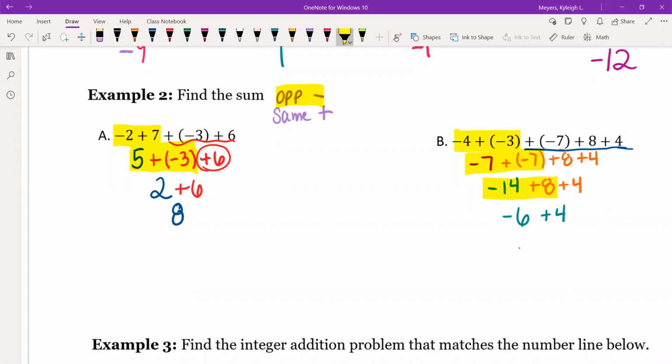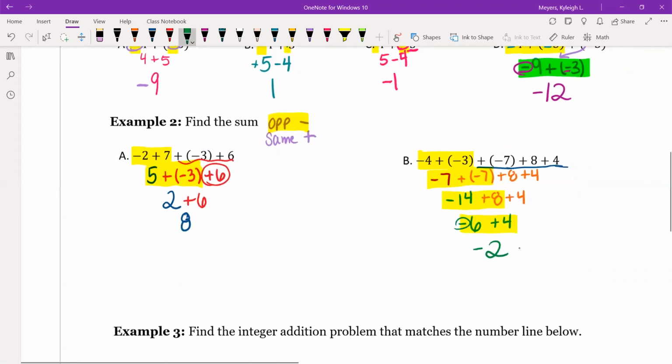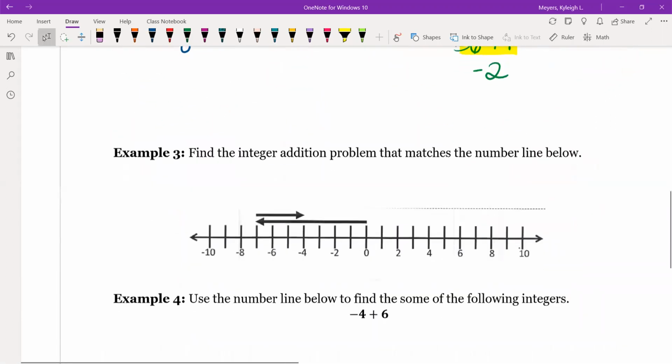And now we have our last two numbers, -6 plus 4. Again, opposite signs, subtract. 6 minus 4 is 2. The bigger number is 6, and that's negative, so it's a -2. Okay, so hopefully you wrote all the steps that I did. If you have questions about where I got that number, please make sure you're asking, okay? Let's look at example 3.